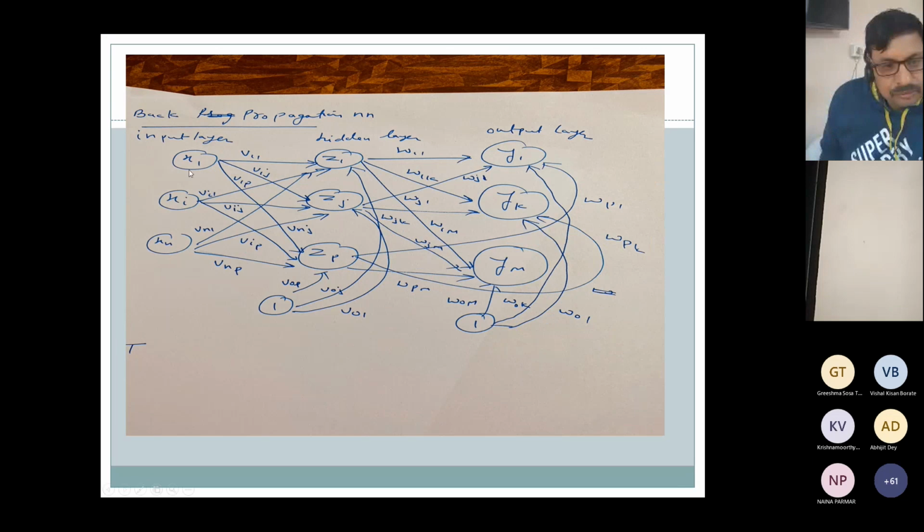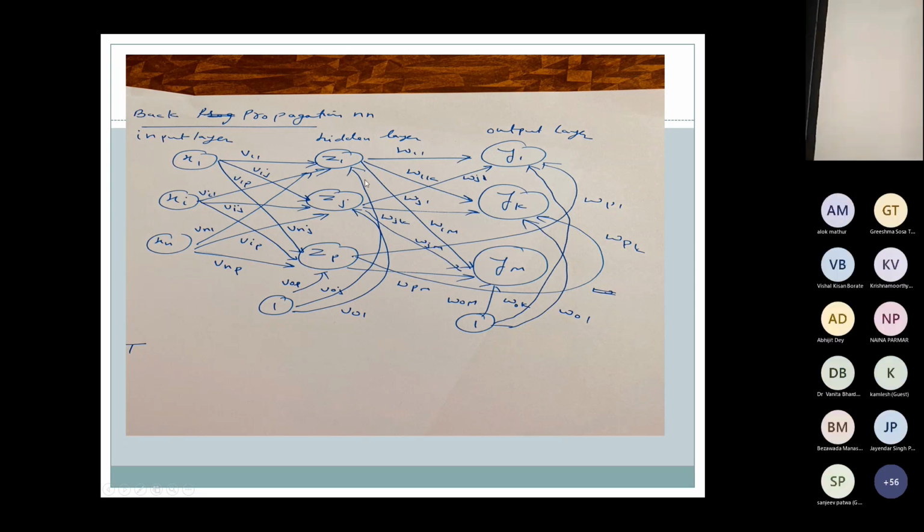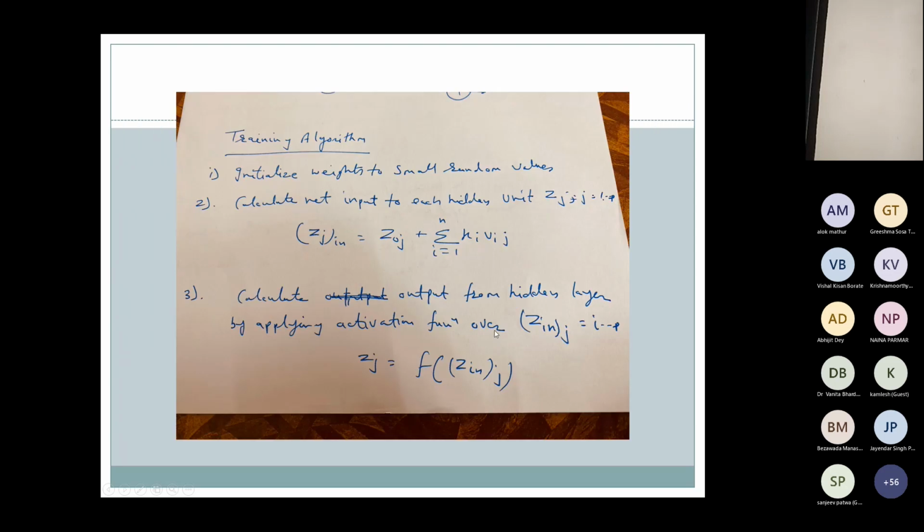Now, suppose this is the backpropagation algorithm. This backpropagation example is like this: the input layer, the hidden layer, and then the outcomes here. They are connected to each other: x1, x2, xn, then z1, zj, zp, then y1, yk, and ym. They are interconnected by the neural network algorithm. We initialize weights to small random values.